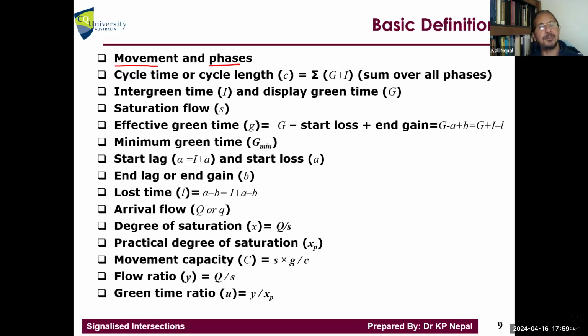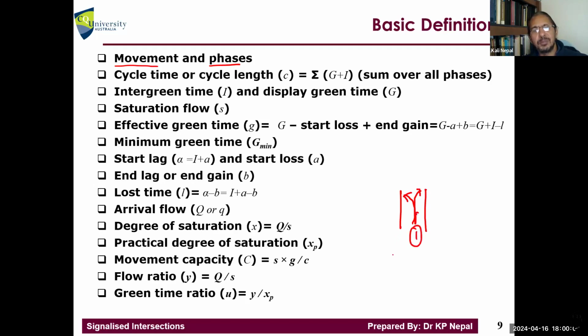Okay, so what does that mean? Movement means, you know, a left turning movement from south, 1, 2, 3, the movement numbering we did before. But remember, if there is only one lane from the south, let's say, and the same lane is used by left and right turning, you cannot have 2 movements.